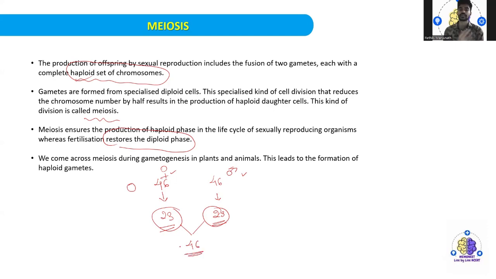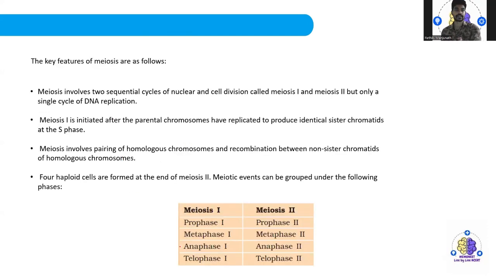We come across meiosis during gametogenesis in plants and animals, and this leads to the formation of haploid gametes. What is the key feature of meiosis? Meiosis involves two sequential cycles of nuclear and cell division, called meiosis 1 and meiosis 2, but only a single cycle of DNA replication.